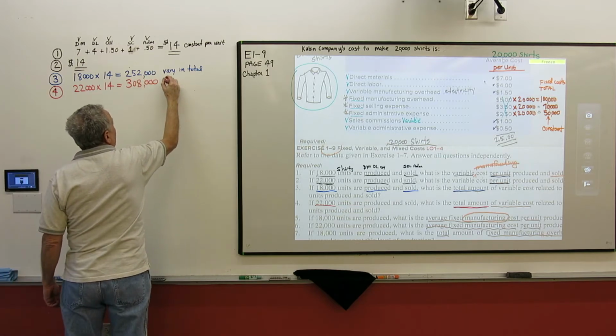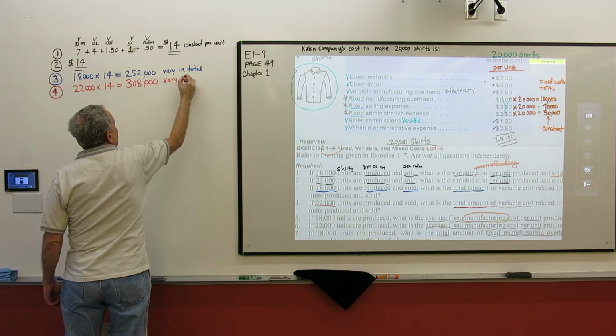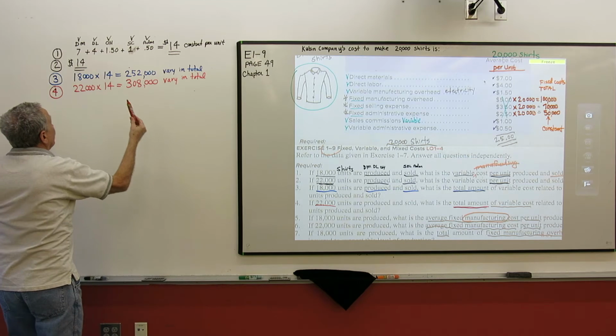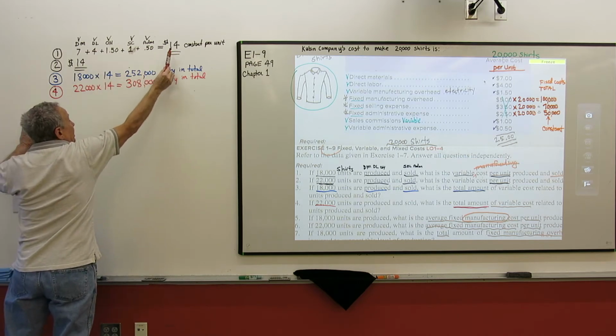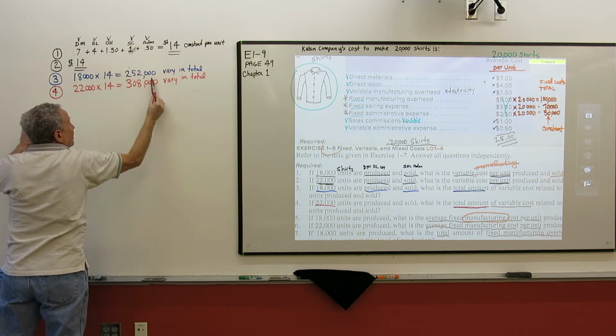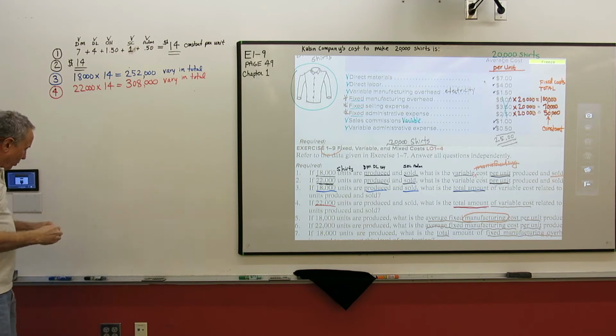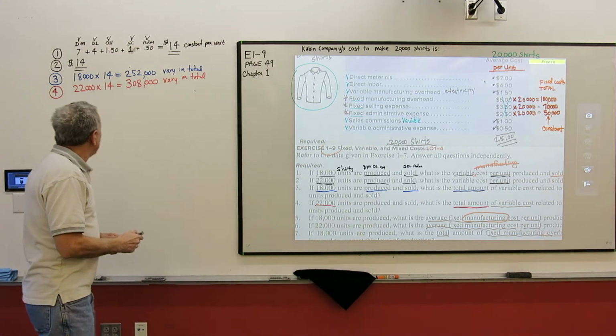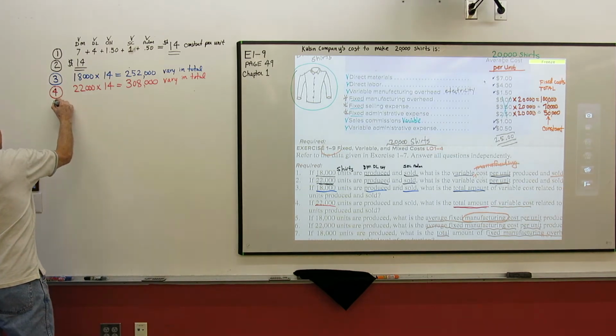And again, do you see the pattern here? They vary in total. So this is proving what? What do variable costs do per unit? They stay constant per unit, but they vary in total. It's just trying to drive home with mathematics exactly what we've been discussing all along. Let's go to 5.